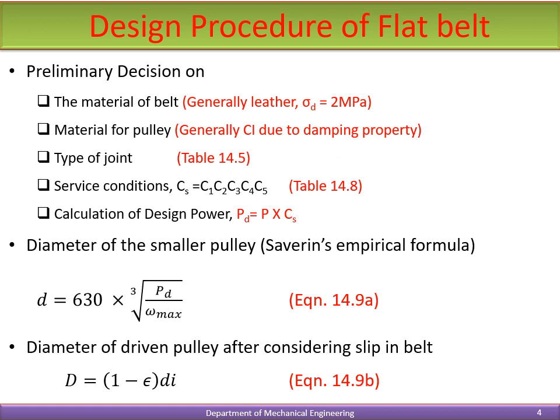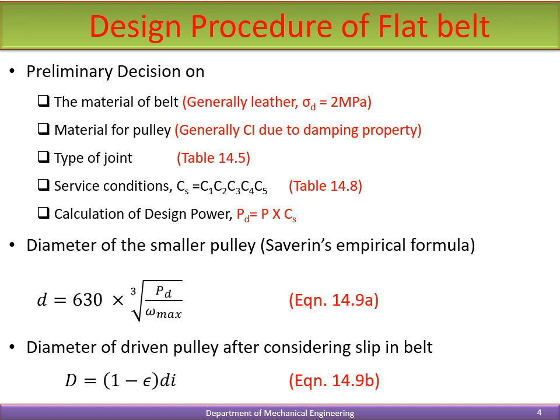The common design procedure for flat belt will be discussed with the help of this slide. Here, as we design in the case of gear and clutches, we have some rules. First, we will consider the preliminary decisions. First, we will design the material of the belt. Generally, leather is used as a belt material, and generally oak tanned or mineral tanned leather with the sigma D value of 2 megapascal is used.